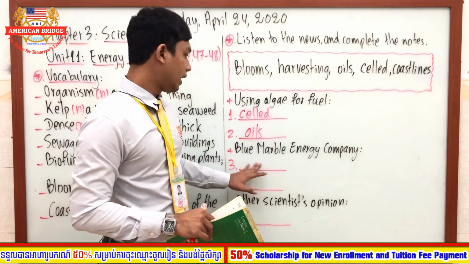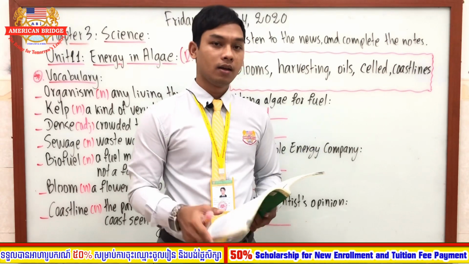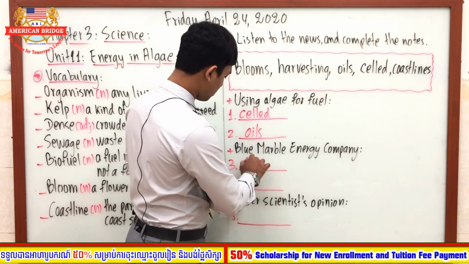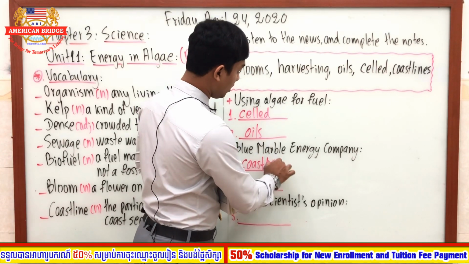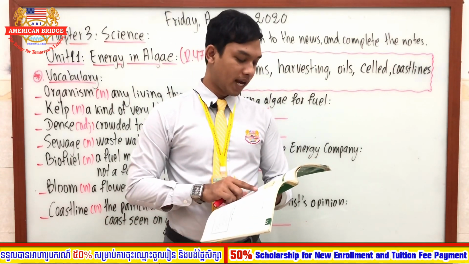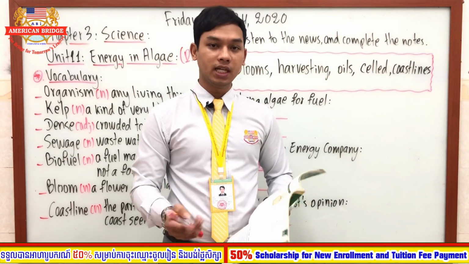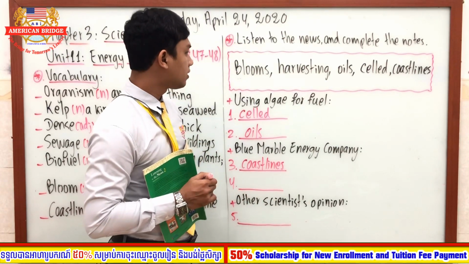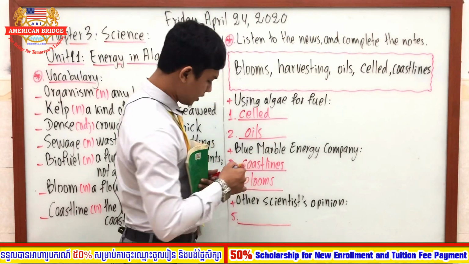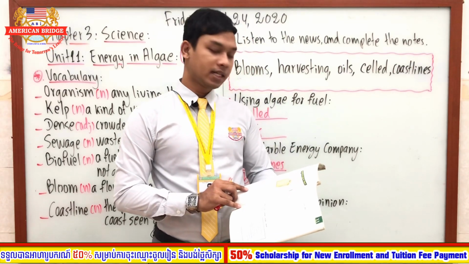And the next one, the second main point is about the Blue Marble Energy Company. So number 3, we say harvest algae along what? Along the coastline. Good. Coastlines. Okay. And number 4, we say helps prevent harmful algae. Help prevent harmful algae. Algae what, everyone? Algae blooms. Algae blooms.